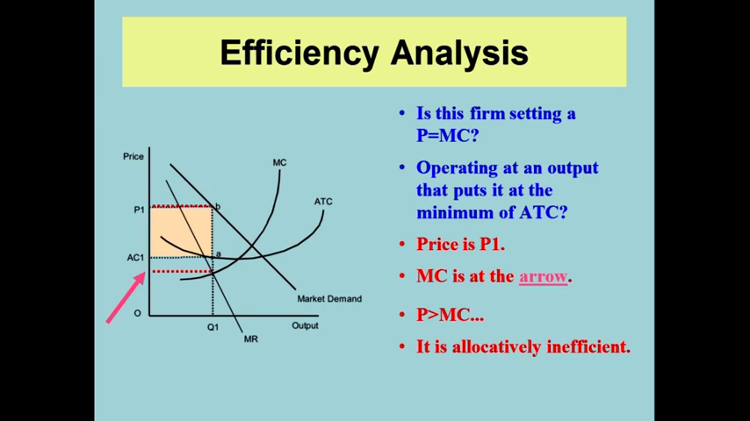So again, let's reflect on what we've learned. The competitive firm, were they allocatively efficient? Yeah, they were. Is the monopolist allocatively efficient? No, they're not. Second case or strike against the monopolist, right? So again, we're adding on to our case against the monopolist.